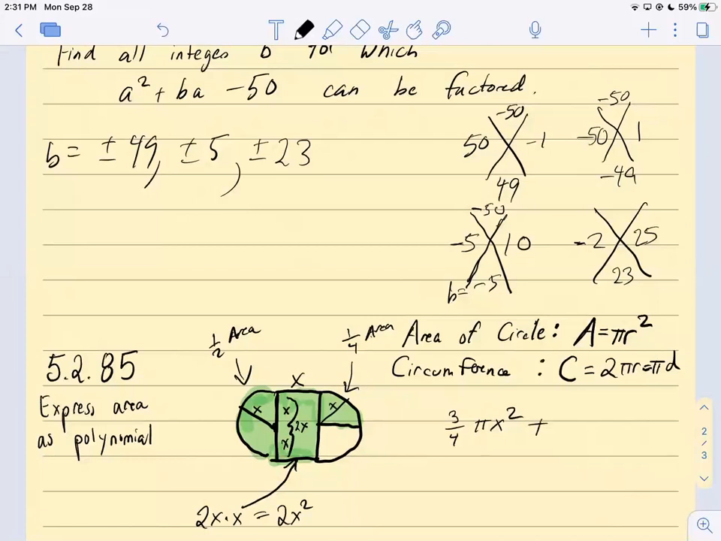So adding them all together, you get 2x squared plus 3/4 pi x squared. Now you see that these are like terms. You can combine them, but you can't really simplify the 3/4 pi. So you can just leave it as 2 plus 3/4 pi, times x squared. Okay. Are there any questions before we move on? This is a nice little problem using algebra to describe some geometric quantity. Is that a plus 3/4? Yes, that's a plus 3/4.